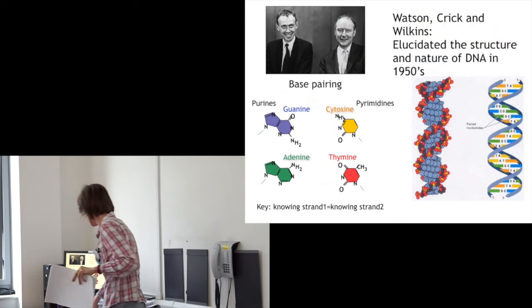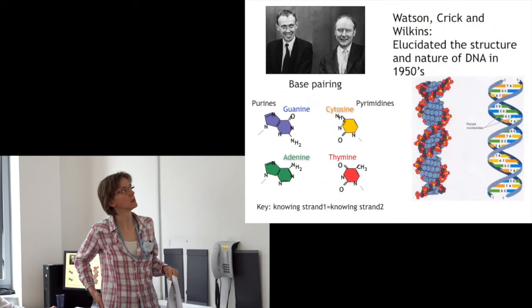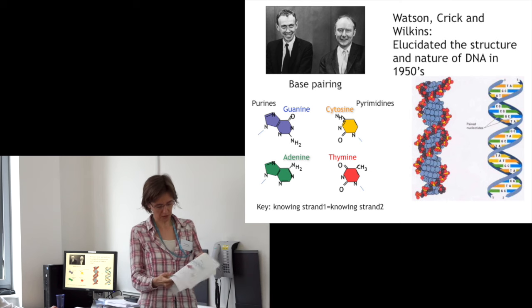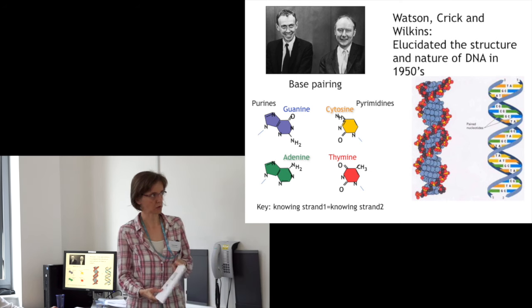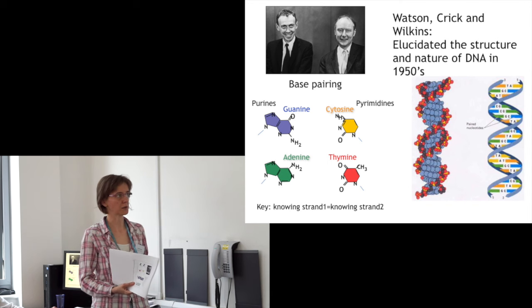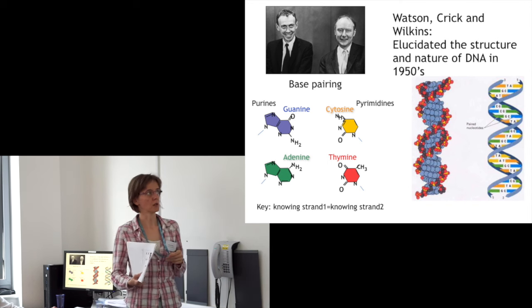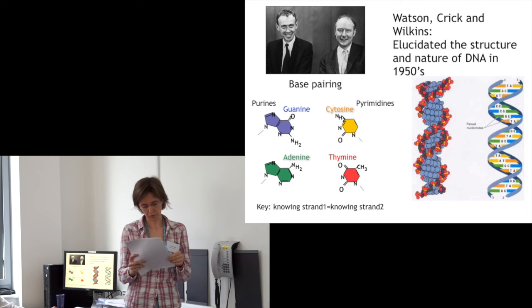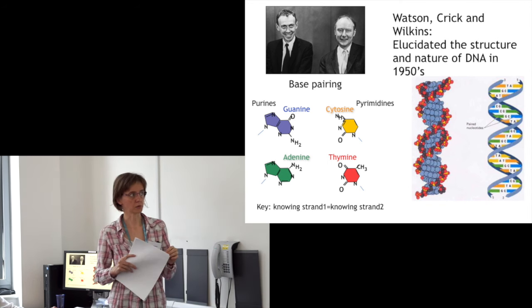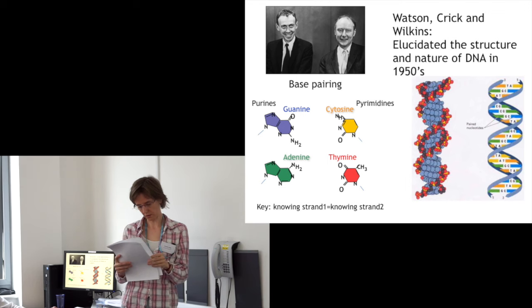The story starts in 1953 when these gentlemen, Watson, Crick, and Wilkins, discovered the structure of the DNA molecule. This is the famous double helix, which is a phosphate-sugar backbone with 4 bases attached to it, which make pairs according to a known rule.